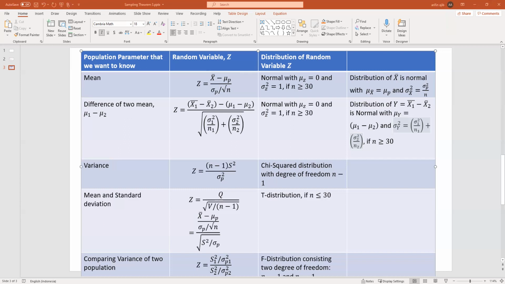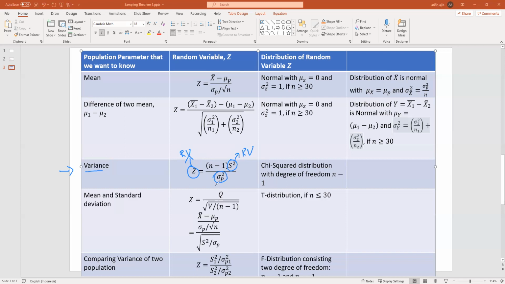Okay, we continue to our next row. The problem is we want to know the variance of the population. Because we are concerned with the variance, the variable z really depends on the variance of the observations. And again, because the variance s squared is a random variable, z is also a random variable.